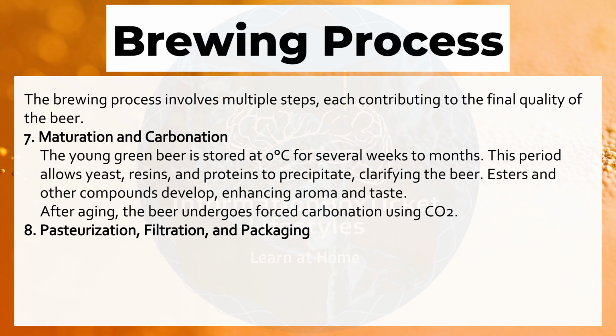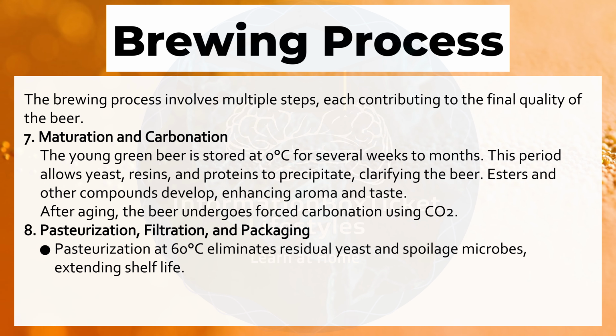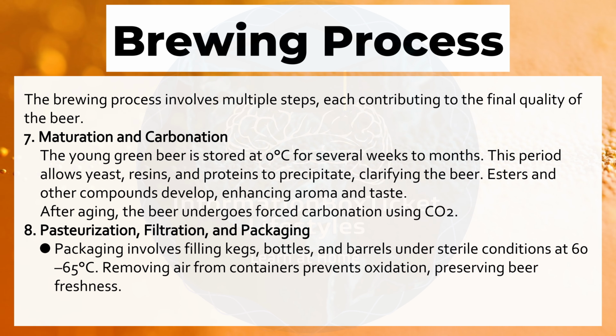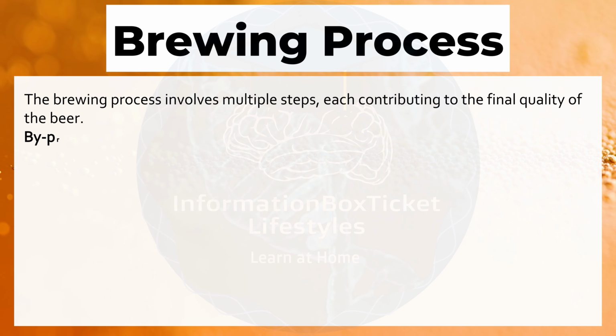8. Pasteurization, filtration, and packaging. Pasteurization at 60 degrees Celsius eliminates residual yeast and spoilage microbes, extending shelf life. Filtration removes any remaining particles, ensuring clarity. Packaging involves filling kegs, bottles, and barrels under sterile conditions at 60 to 65 degrees Celsius. Removing air from containers prevents oxidation, preserving beer freshness.